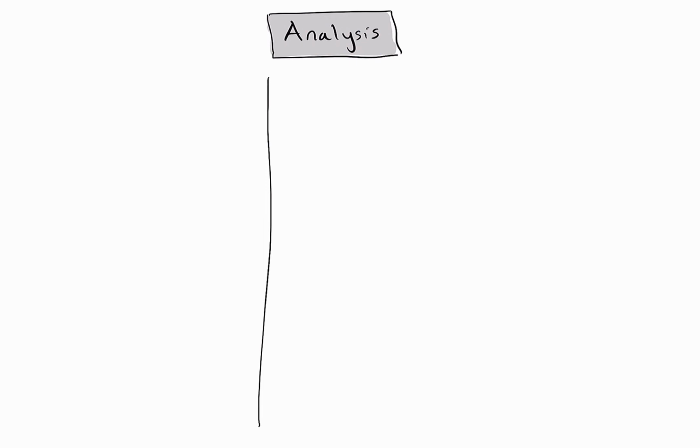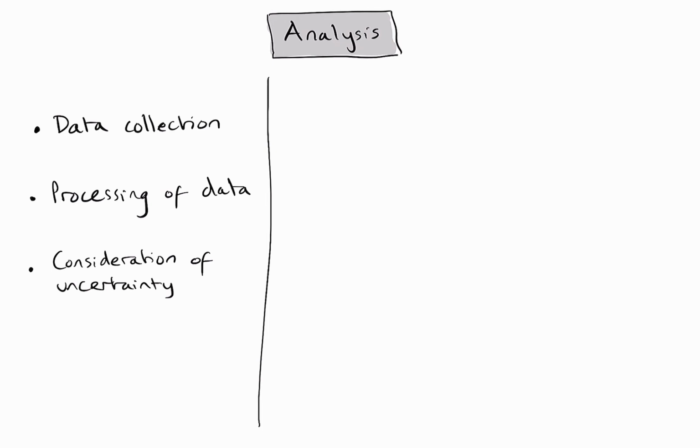This video will outline the basic structure of the analysis section of your chemistry IA. We can break down this section into four main parts: data collection, processing of data, consideration of uncertainty, and the presentation of data. Let's have a look at data collection first.